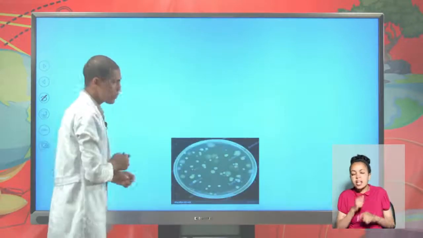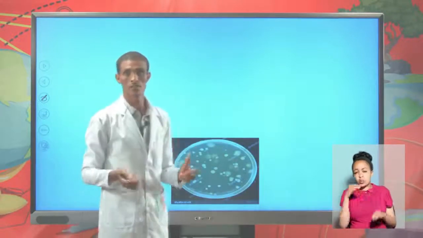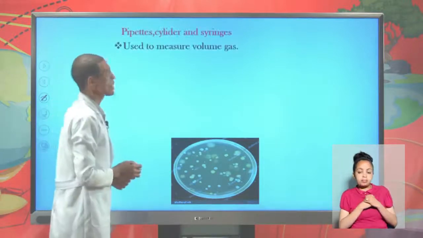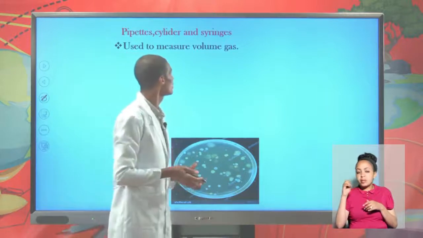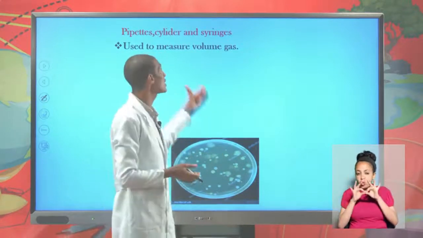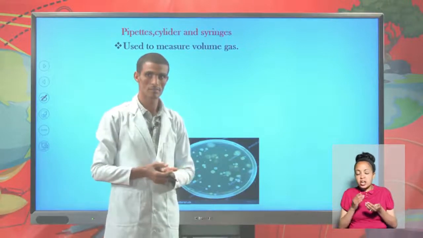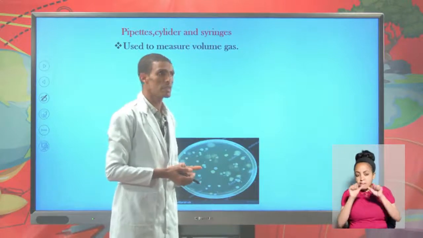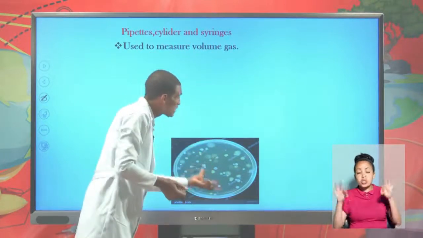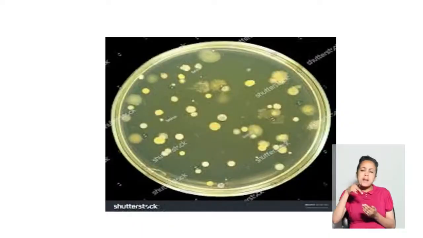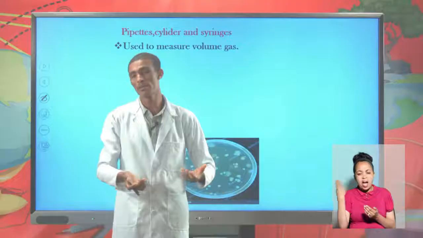Another very important tool in the laboratory is the pipette, cylinder, and syringe, which are very important in measuring volume. Gas volume can be measured by these tools. And the most important tool that biologists use is the Petri dish. Student, do you know what the advantage of the Petri dish is for biologists in the laboratory?